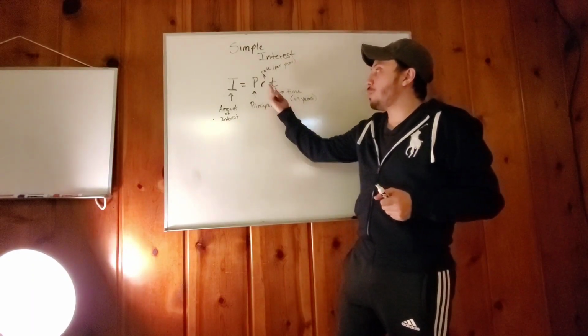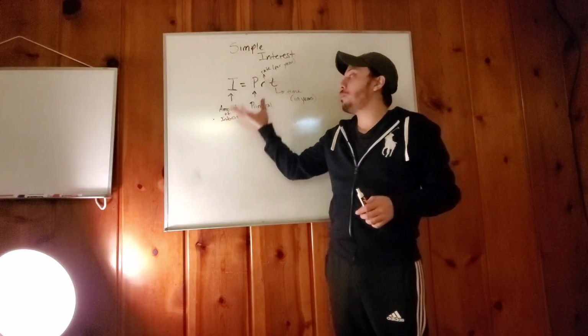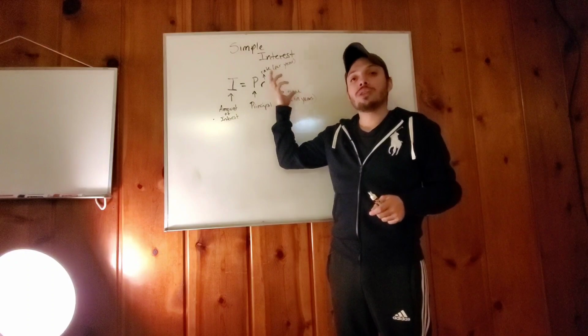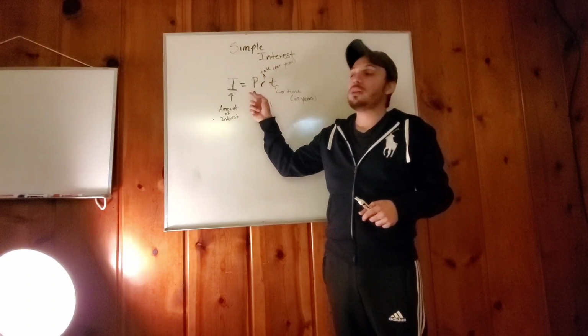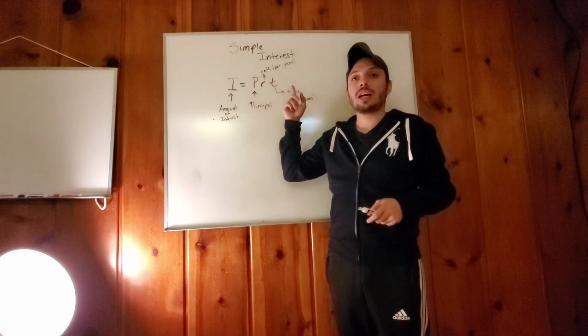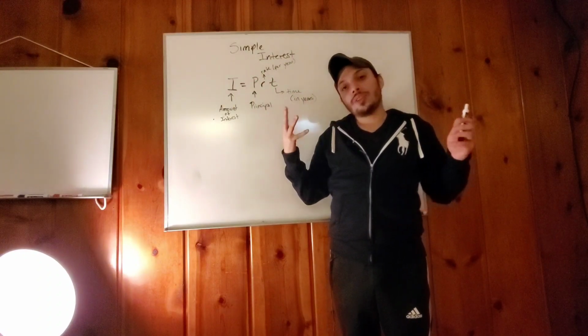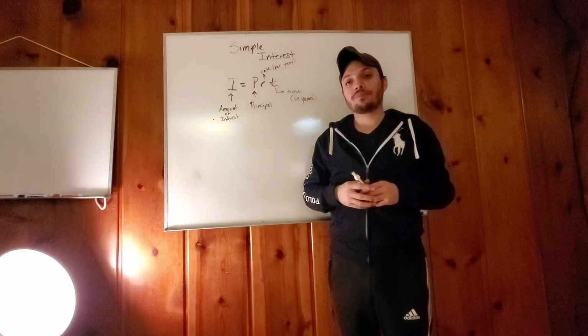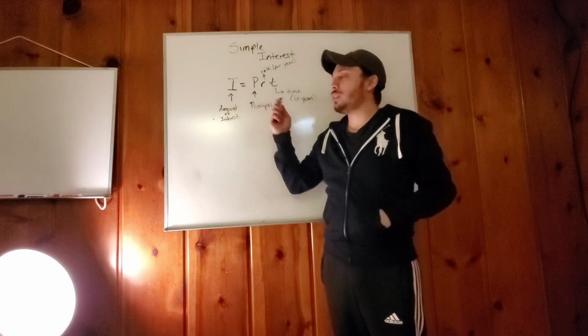Then we have the rate. The rate has to be per year for this particular formula, because the time is also per year. So the rate is per year, the time is per year, and you just multiply the principal times the rate times the time, and you get the amount of interest. That's pretty much the formula. Let's jump into the first example with this simple formula.